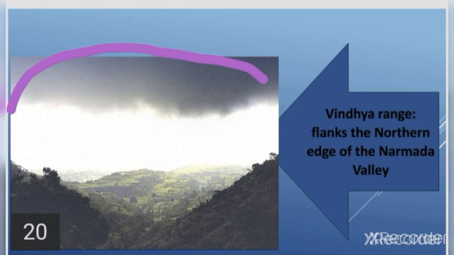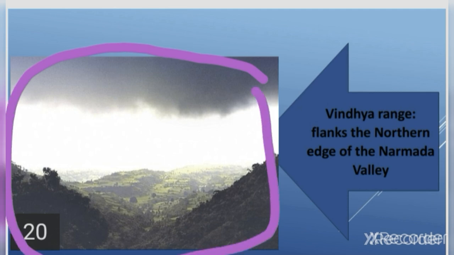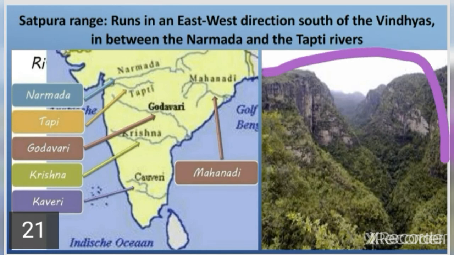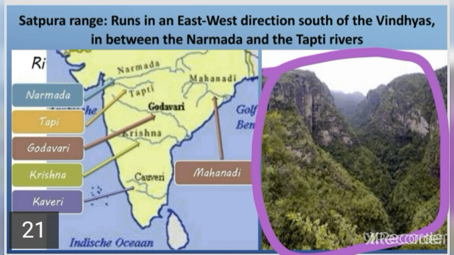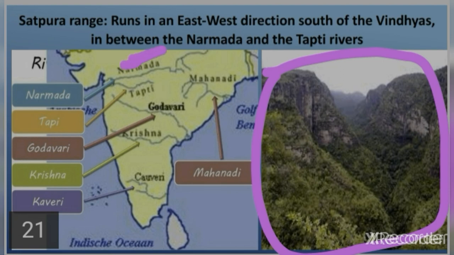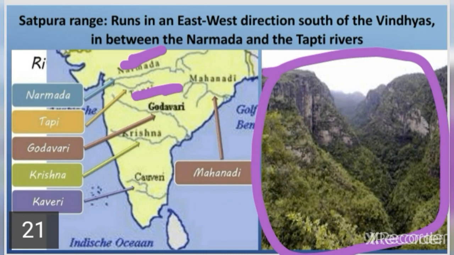This picture is the Vindhya Range. It flanks the northern edge of the Narmada Valley. Now about the Satpura Range. This picture shows the Satpura Range. It runs in the east-west direction, south of the Vindhyas, between the Narmada river, which is here, and the Tapti river.